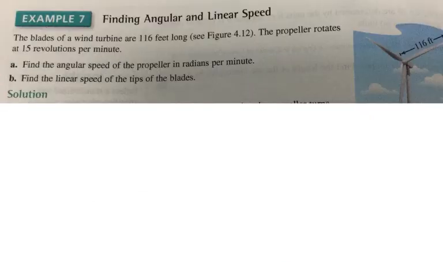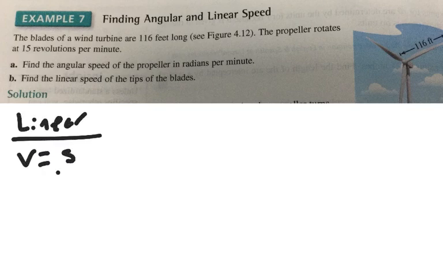Okay, here's the last one. This one's going to be finding angular and linear speeds. So we're going to be using both formulas. So the linear speed formula is one we just got done working with. V equals S over T.